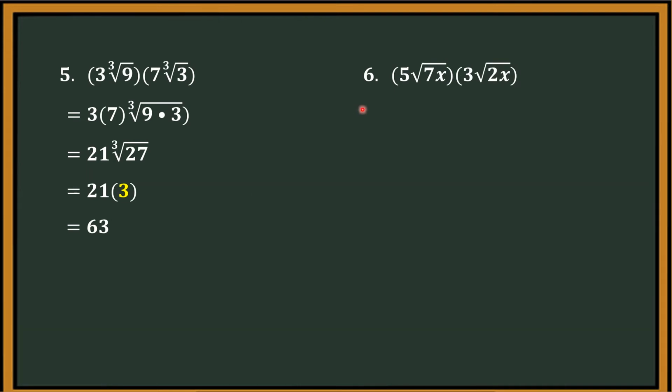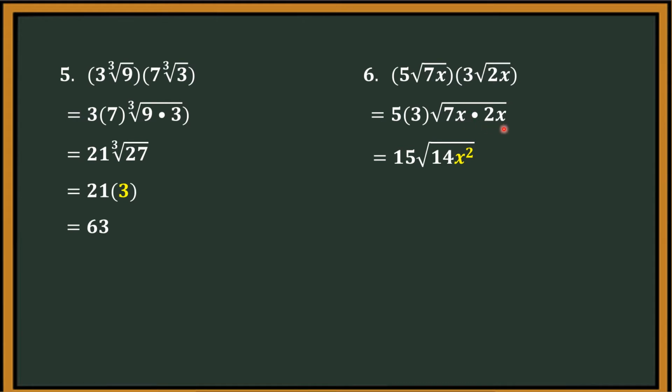Number 6. 5 square root of 7x times 3 square root of 2x. Same ang indices. Therefore, we can multiply the radicands and their coefficients. So that is 5 times 3, square root of 7x times 2x. So 5 times 3, that is 15. And then 7x times 2x, that is 14x squared. Meron tayo ditong 1 automatic, meron din tayo ditong 1.